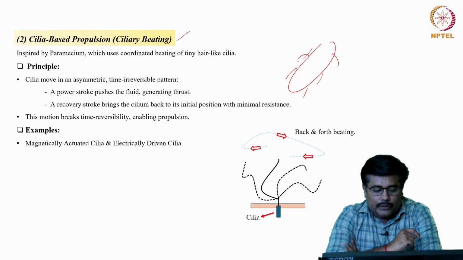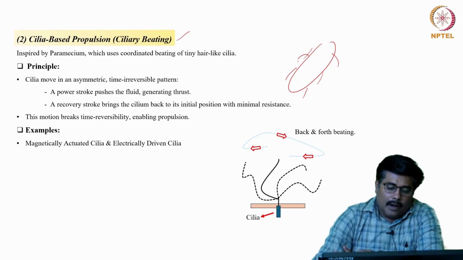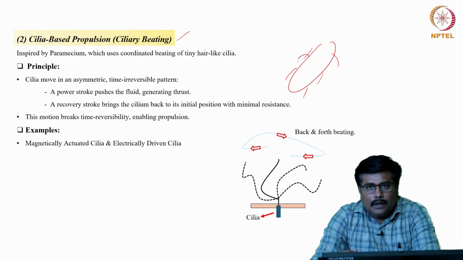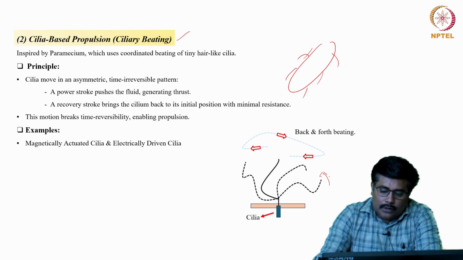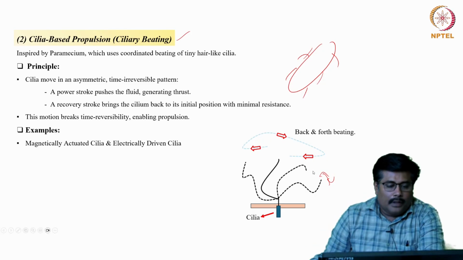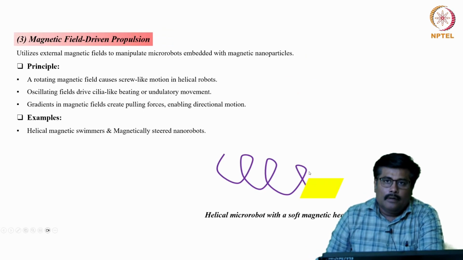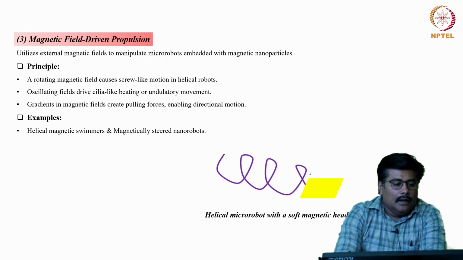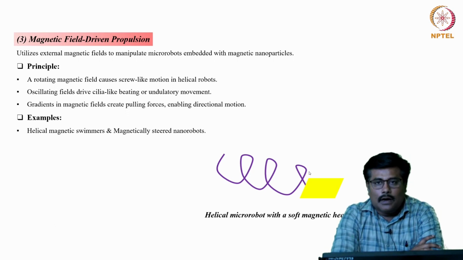So in the case of magnetically actuated cilia or electrically driven cilia, there is going to be a propulsion which takes care of the back and forth beating. Now let us see the next level of propulsion, which is called magnetic field driven propulsion.